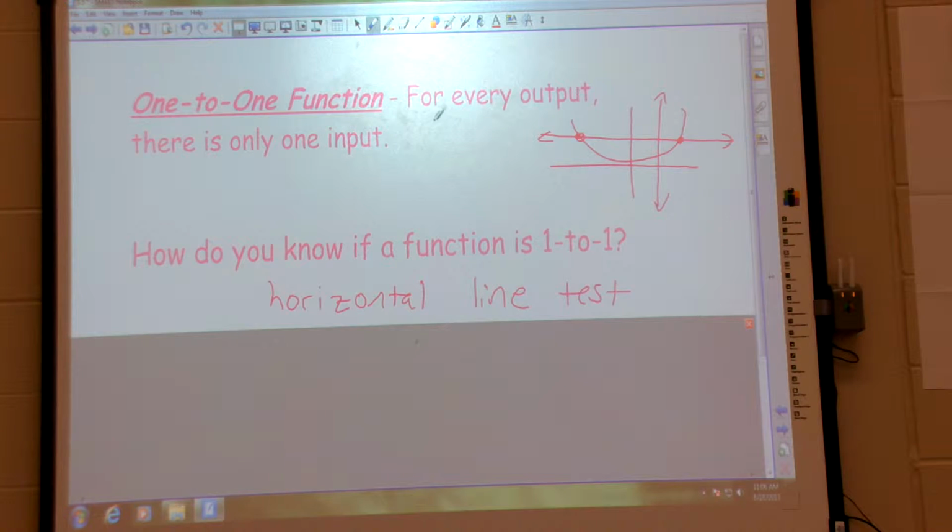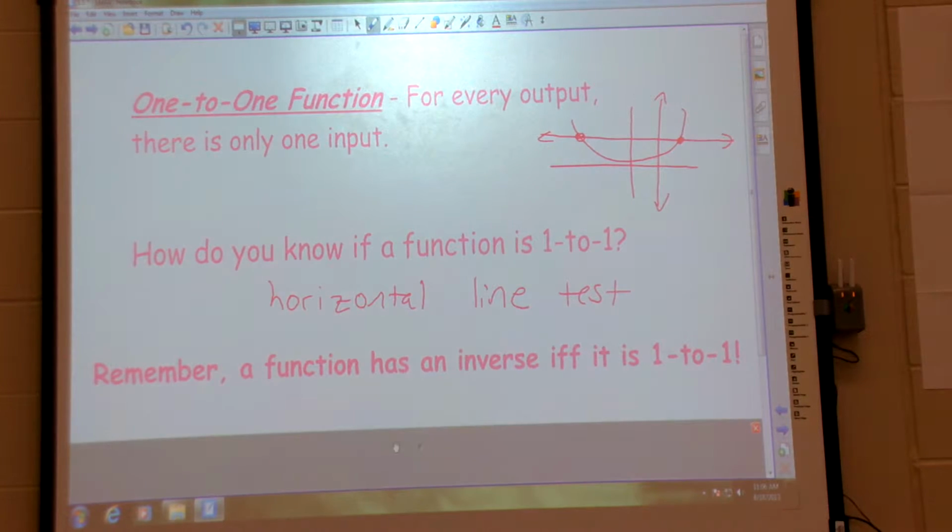Okay? And the reason we start talking about one-to-one is, well, a function has an inverse if and only if. Remember, that's what IFF means. If and only if it is one-to-one. So x squared we saw is not one-to-one. It technically does not have an inverse unless we restrict the domain.